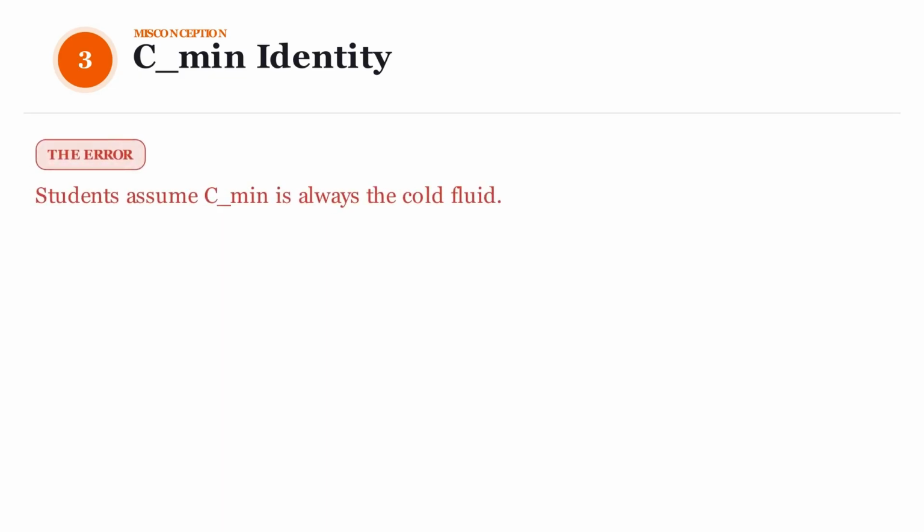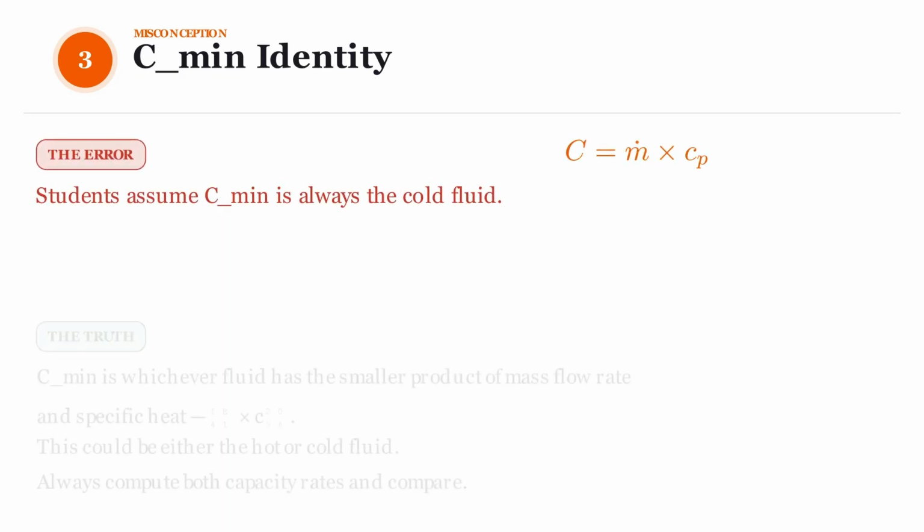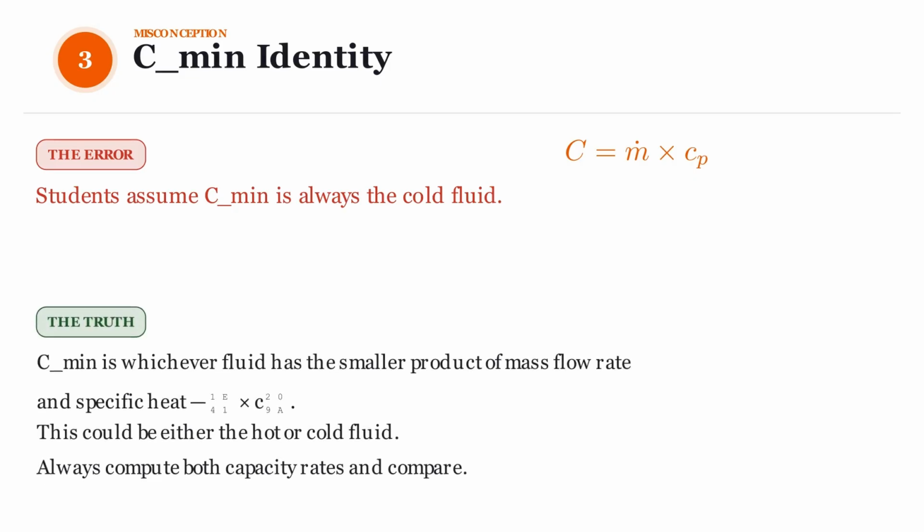Misconception 3. C-min identity. The error: students assume C-min is always the cold fluid. The truth: C-min is whichever fluid has the smaller product of mass flow rate and specific heat, m dot times Cp. This could be either the hot or cold fluid. Always compute both capacity rates and compare.